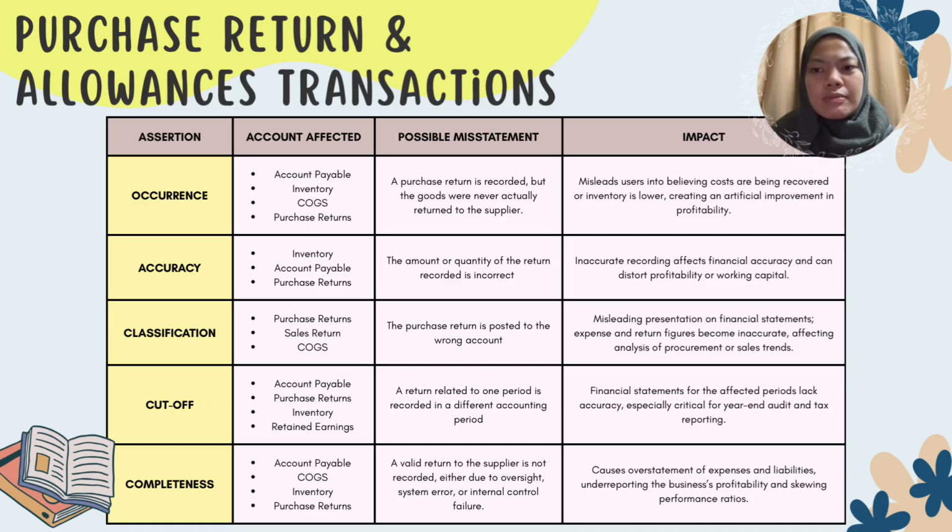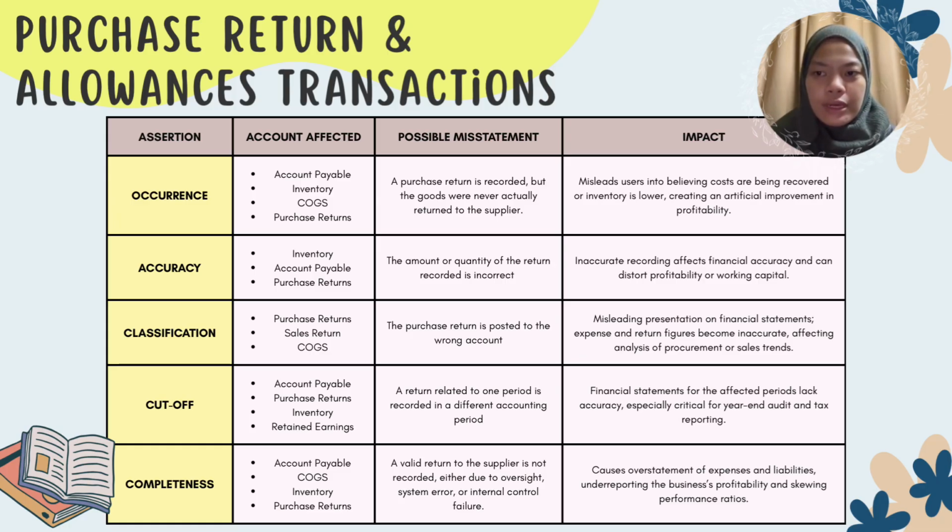So the possible misstatement was the amount or quantity of the return recorded is incorrect. So the impact, inaccurate recording, affects financial accuracy and can distort profitability or working capital. Next was classification. Possible misstatement was the purchase return is posted to the wrong account. So the impact was misleading presentation of financial statements. Expenses and return figures become inaccurate, affecting analysis of procurement or sales trends.